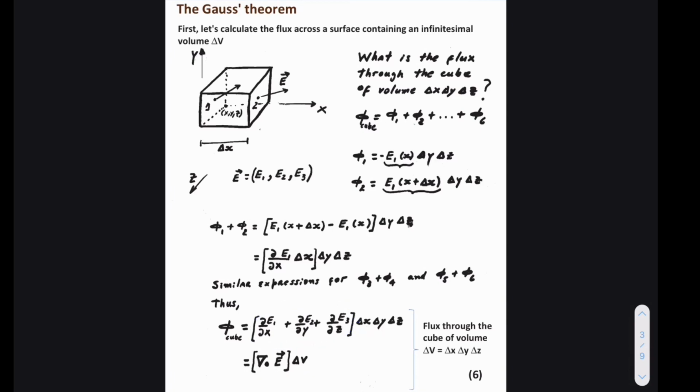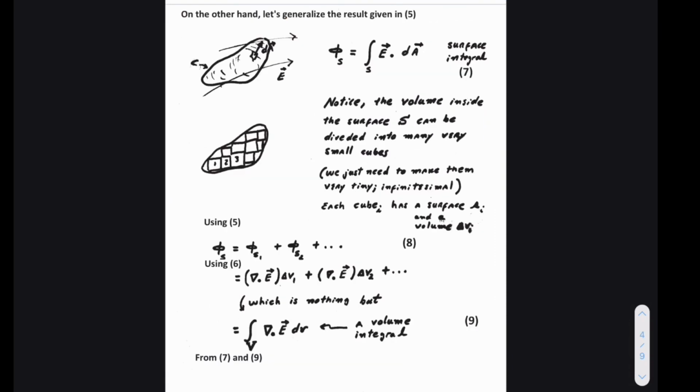So the total flux through this infinitesimal cube is the divergence of the vector field times the volume of this cube. Now in case of any random shape and size of volume like this, we can actually divide that volume into many infinitesimal cubes, right? Then the total flux through this volume should be the sum of all the fluxes through these infinitesimally small cubes. And we can write down these fluxes as the divergence of the electric field in that volume times the volume of that cube.